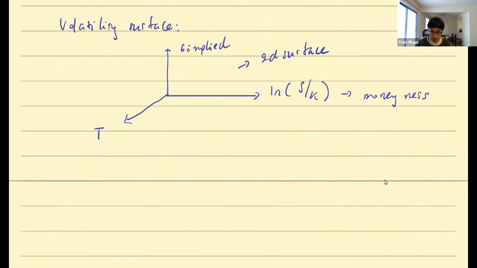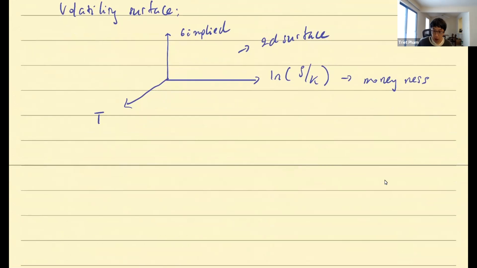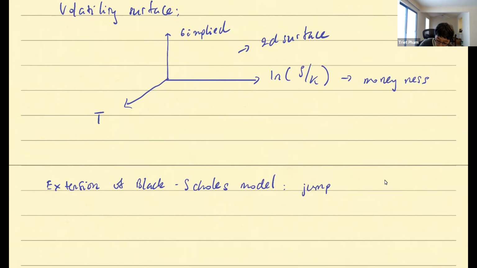Okay, so that is enough about Black-Scholes. We will leave the Black-Scholes world for a little bit and go for the extension. All right. So, the extension of the Black-Scholes model that I have in mind is the jump process kind of model.